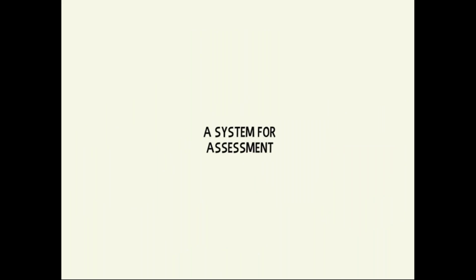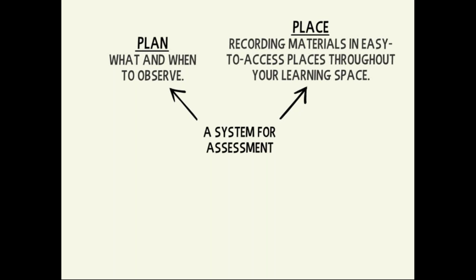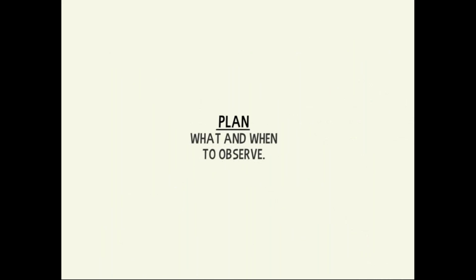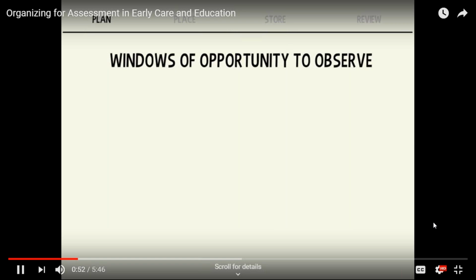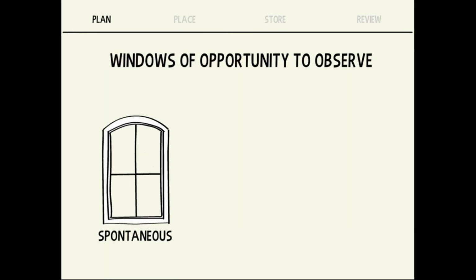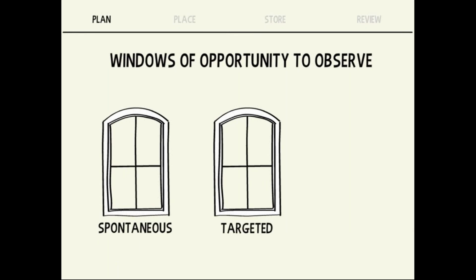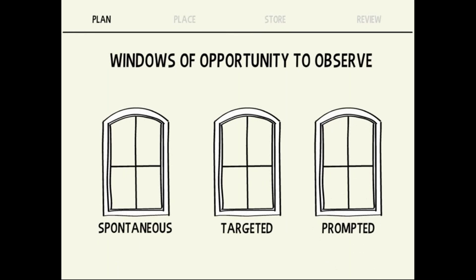To organize your assessment system, plan what and when to observe. Place recording materials in easy-to-access places throughout your learning space. Store information in an organized, systematic way. Review observations regularly. Plan. Plan what and when to observe. Organize your assessment plan around 3 windows of opportunity: spontaneous observations, targeted observations embedded in daily routines, and prompted observations of specific skills.